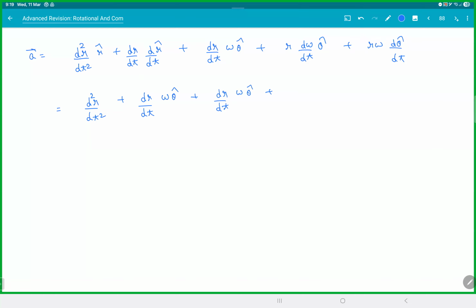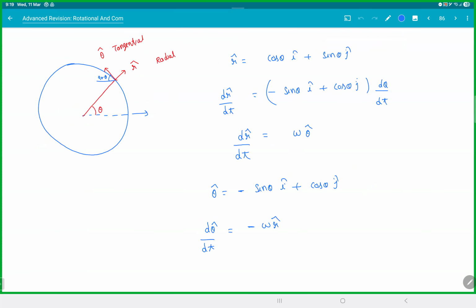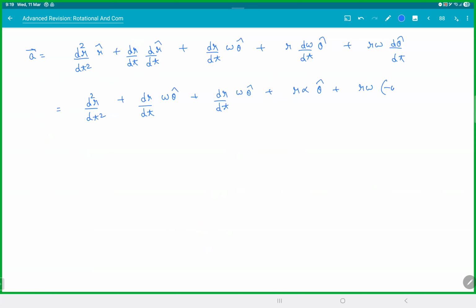I know it looks big, but let's say the end of my result will pop up neatly. This would be your r alpha d omega by dt theta cap, and this would be r omega. What is d theta cap dt? Omega r. If you bring all the terms together, you get d square r by dt square minus omega square r cap plus r alpha plus 2 times dr by dt omega theta cap.